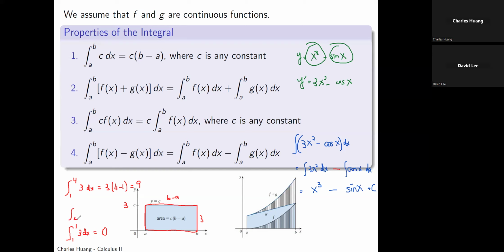And of course, I can do from 4 to 1 of 3 dx. We can use the formula blindly if we want, but we can also remember that it's just the negative version of that. That's going to be -9. So that's the first 4 rules, and we'll use these every day. We'll use them so often that we forget that we talked about them. And of course, these come from the definition. If you want, you can take a screenshot before we move on to the next slide.